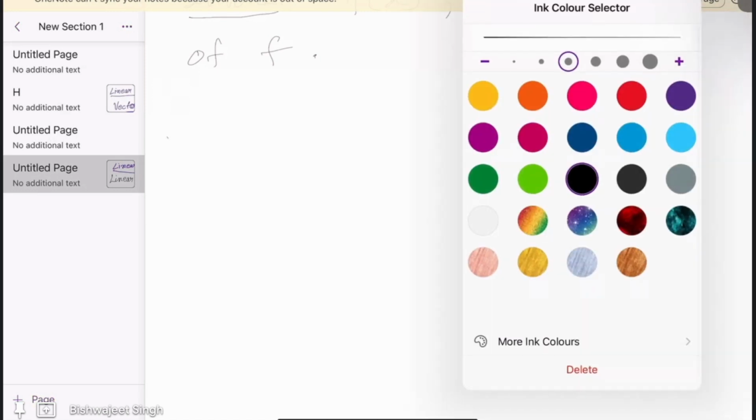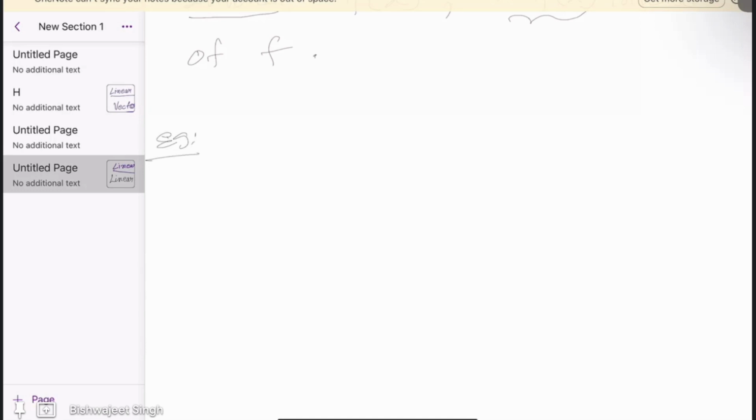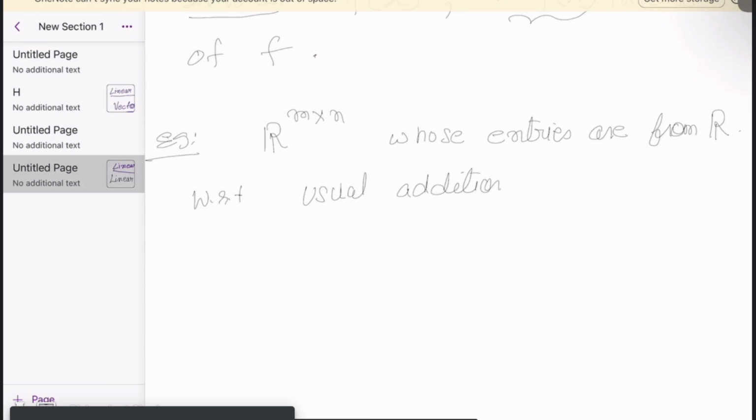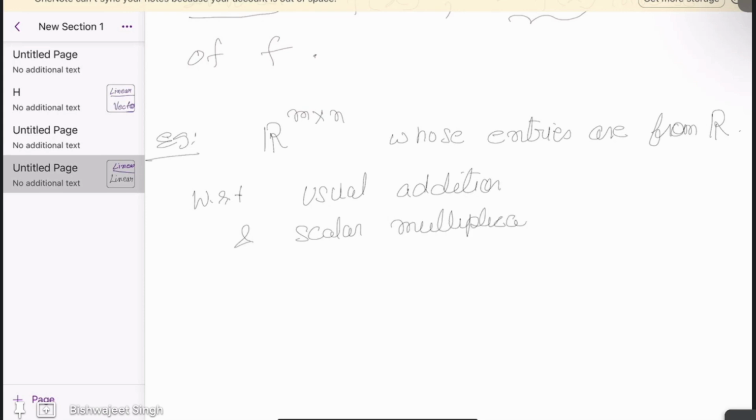So there is one more example which I'm just going to mention, which is the set of all matrices of order m cross n, the set of all real matrices, whose entries are from the set R. With respect to the usual addition and scalar multiplication, this is a vector space.